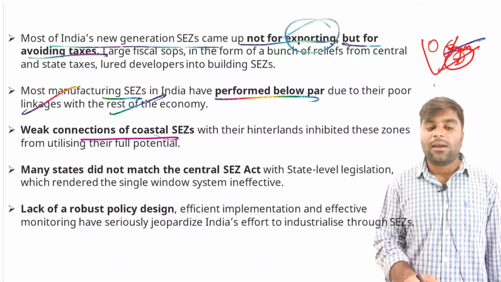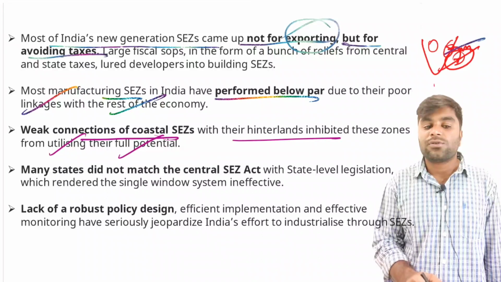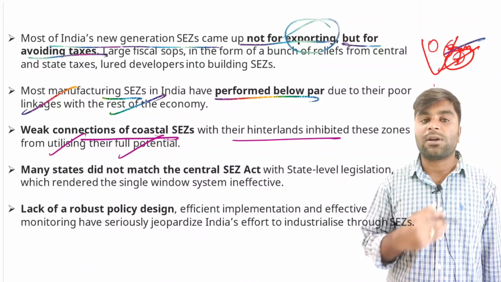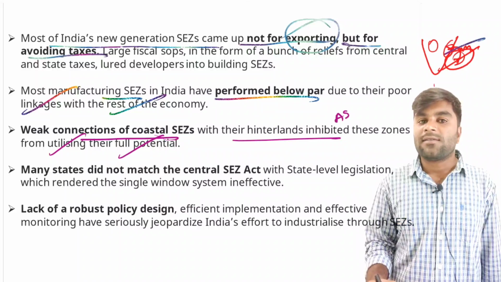Next, weak connections of the coastal SEZs with their hinterland inhibited these zones from utilizing their full potential. Utilization of the potential is very much important these days, guys. So that's the reason why even the government came up with asset monetization.